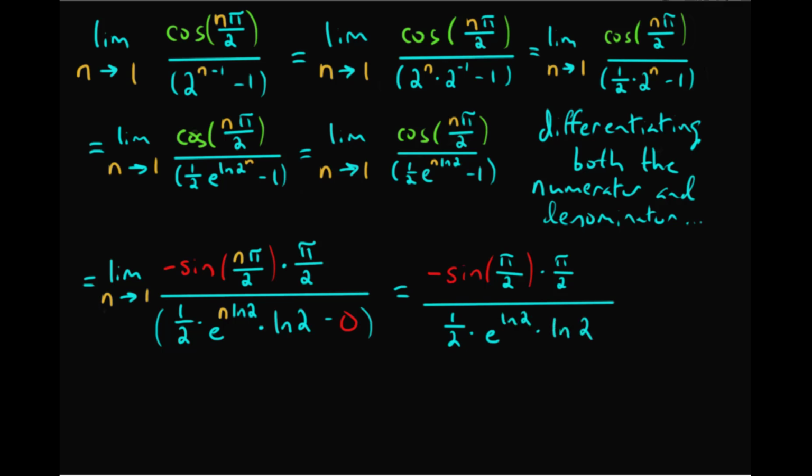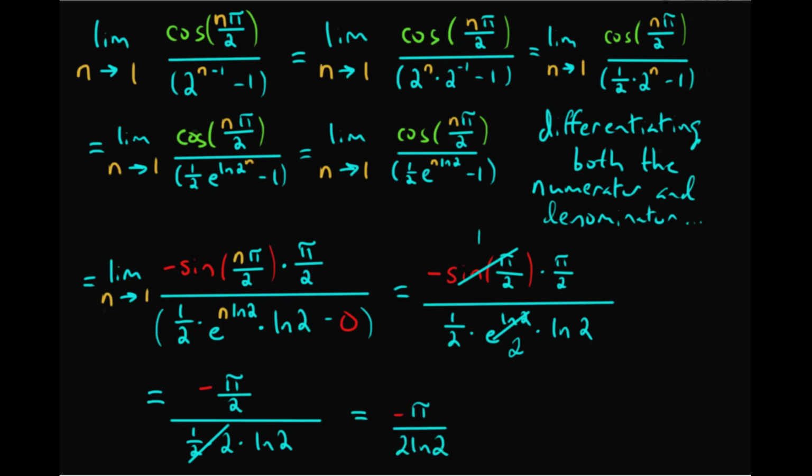Well, sine pi over 2 is just 1, so this equals negative 1 times pi over 2, or negative pi over 2. And then, of course, e to the log 2 is just 2, so this becomes negative pi over 2 all over 1/2 times 2 times log 2. Those first two terms in the denominator just cancel, and so this simplifies to negative pi over 2 log 2.